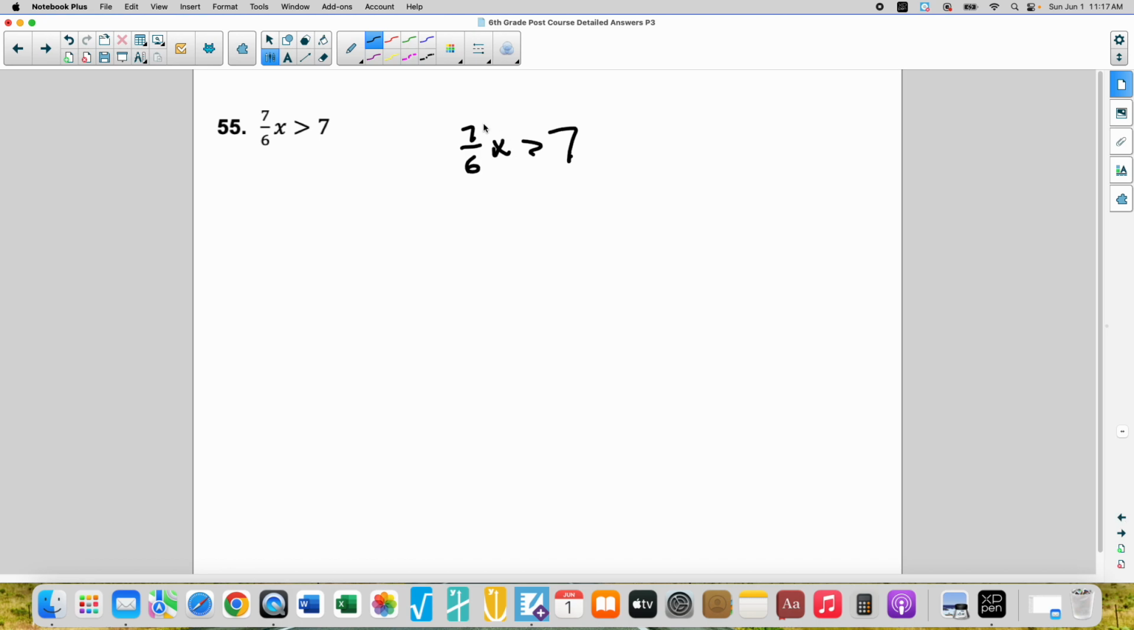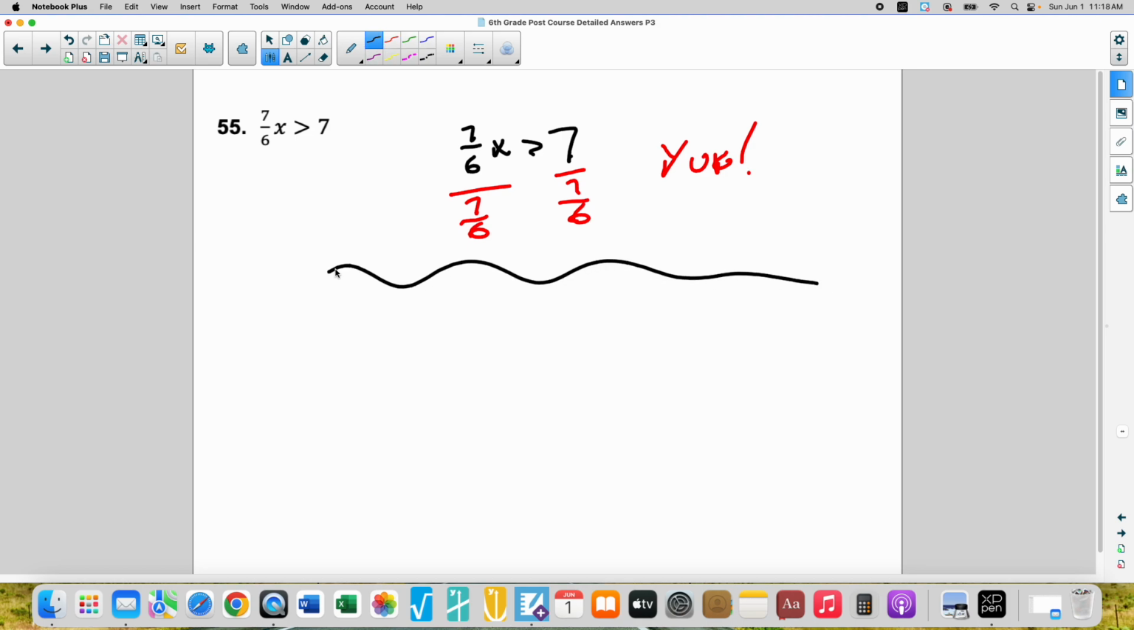So instead of dividing, I see a lot of students dividing by 7/6. Who wants to do that? Yuck. I don't know if that's how you spell yuck, but that's how Mr. Max is going to spell yuck. We don't want to do that. It's way easier to multiply by the reciprocal.